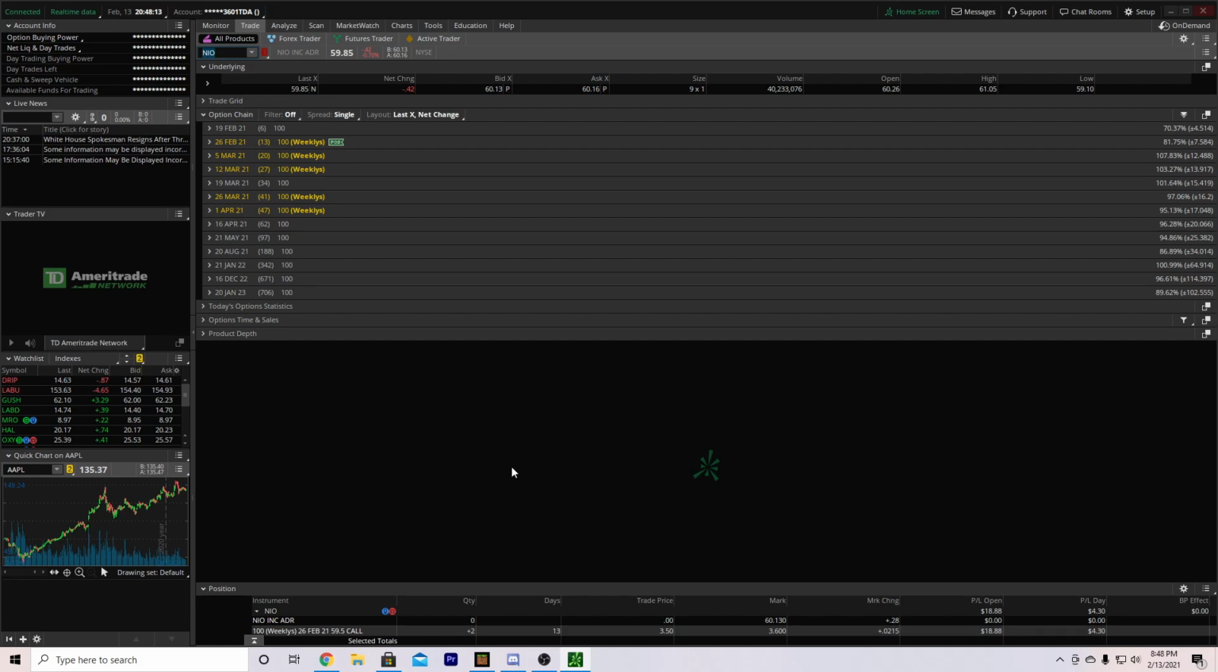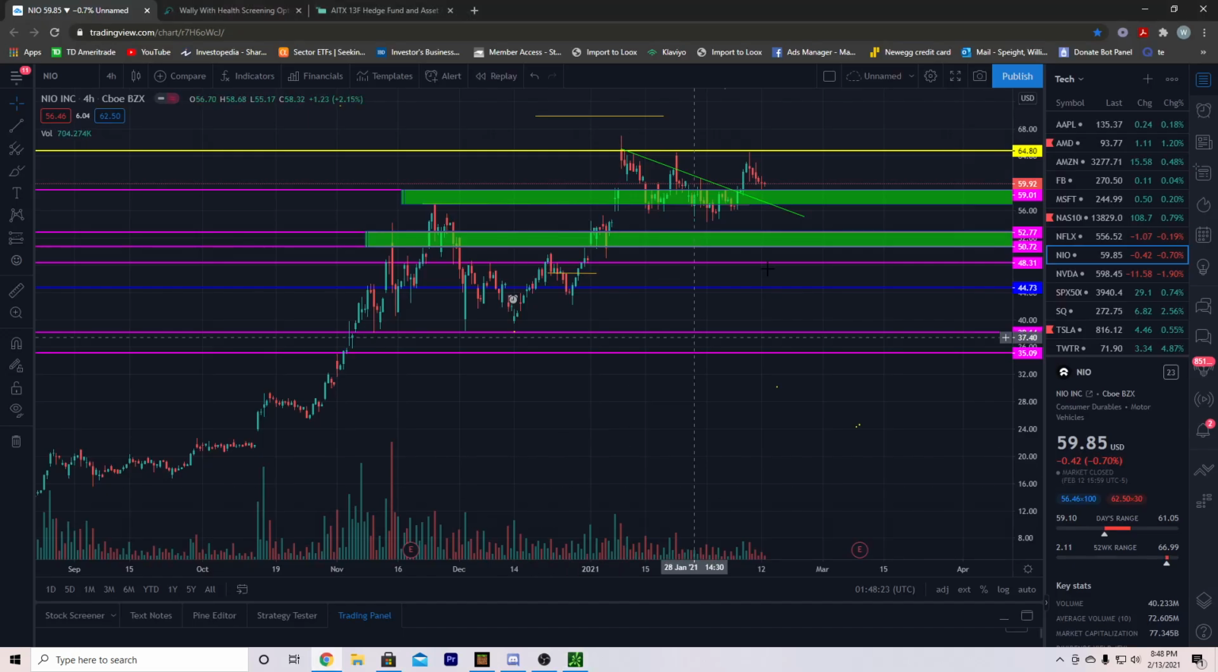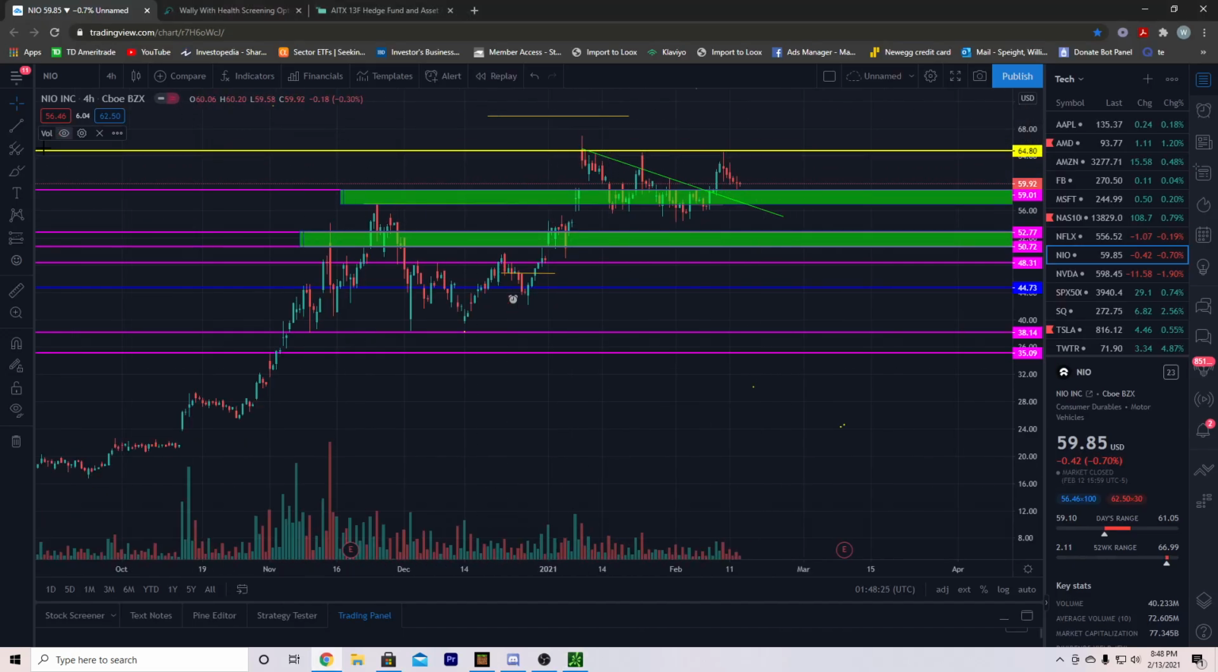Now, in case you didn't know, I'll briefly explain the expected move. So it's a range that market makers like the stock to stay in between. Now, the stock doesn't have to stay in between it, but it's a range that market makers want it to stay in between. So let's go ahead and chart this out like we do every single weekend for NIO.